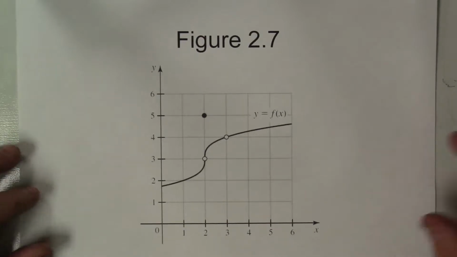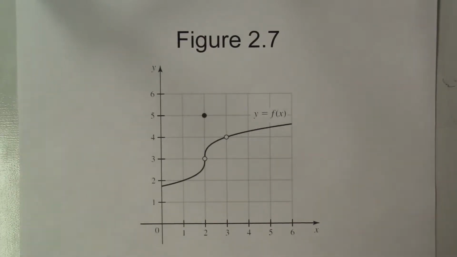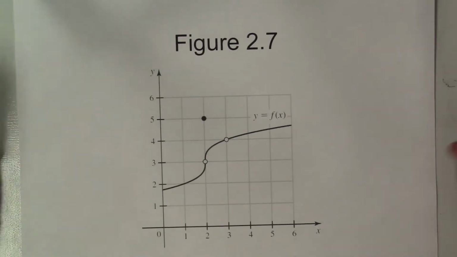We're going to spend much of our time looking at figure 2.7 found on page 44 of the text, and then we're going to look at figure 2.13 as well. Our big takeaway today is what is a limit of a function at a particular point, how do we find it, and what are the requirements for it to exist.